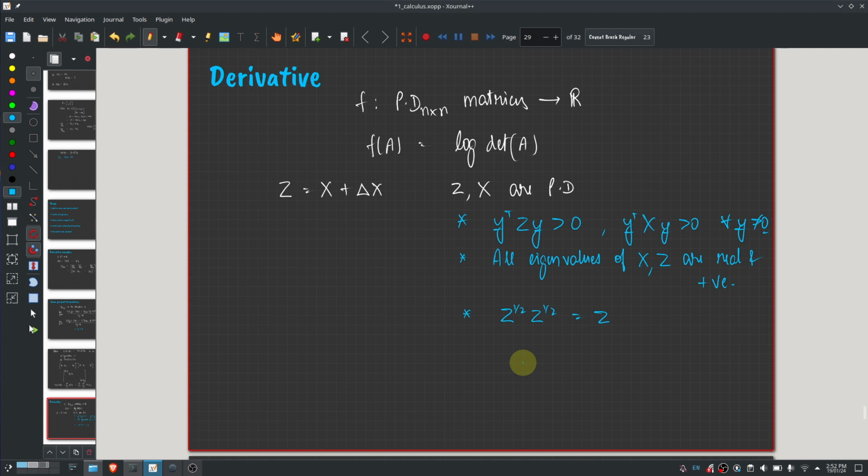Okay, and also since they're all positive definite, all the eigenvalues are real and positive, each of these also has an inverse. So Z has an inverse, Z power half also has an inverse. And I'll call the inverse of this square root Z power minus half. Okay, so these are properties that we know about Z and X. Now let's try to evaluate the derivative.